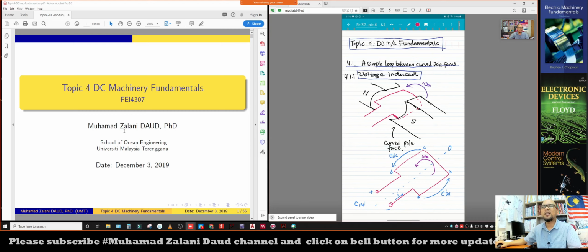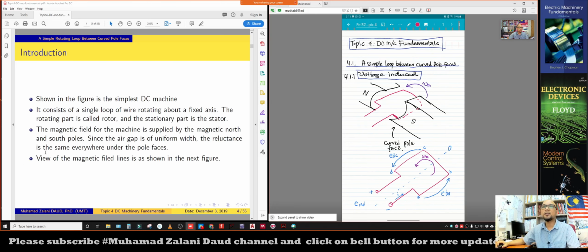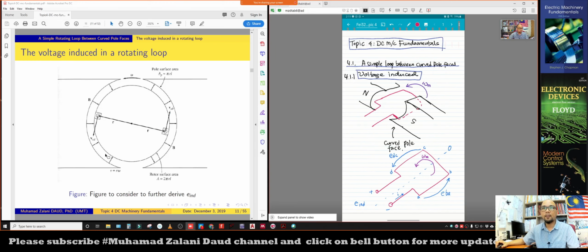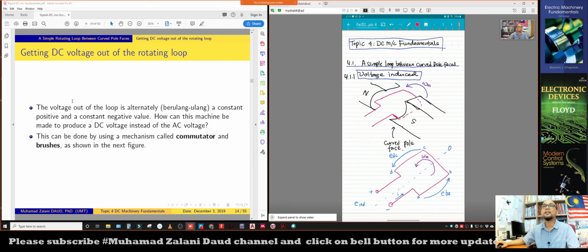Okay, so basically in principle for a DC machine, what is inside the machine is actually the same as the AC machine. The difference of a DC machine as compared to the AC machine is actually in terms of commutation. So we will learn about the commutation process of the DC machine after this. Okay, there is a subtopic here that we will discuss on the DC machine, how to get the DC voltage out of the rotating loop by using commutator and brush.